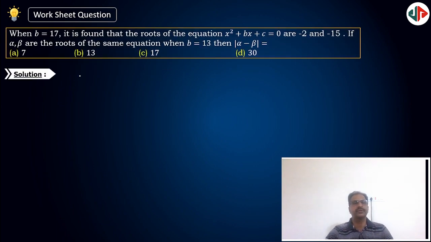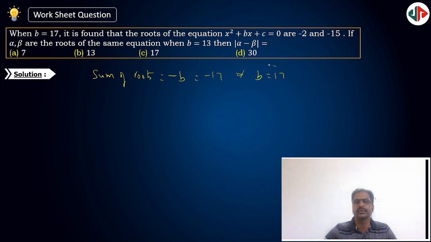Next, when b is equal to 17, it is found that roots of the equation are minus 2 and minus 15. So what is sum of the roots? Minus b, which is minus 17. So b is 17, that is already given. Next, product of roots is c by a, which is c, which is minus 2 into minus 15, 30.